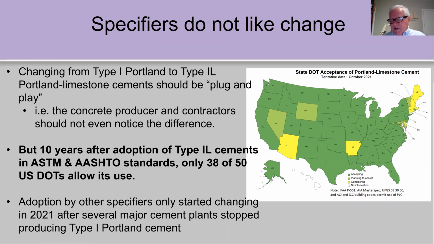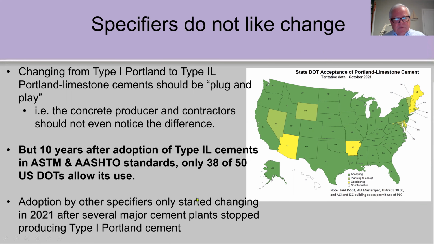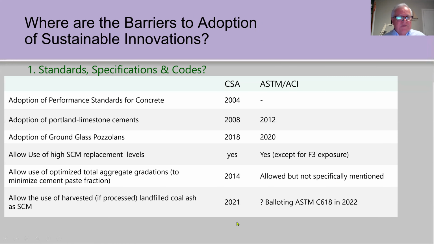And the number of states is growing. This is as of last November when California finally adopted it. They're one of the last adopters of new technologies. They funded a lot of work at Oregon State University that convinced them that it wasn't doing any harm to them. And so if we can't get something simple like Portland limestone cement, where there's almost no perceptible effect on the outcome, what chance do we have of moving more complicated innovations?